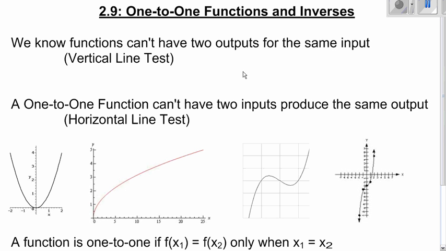Section 2.9, one-to-one functions and inverses. We've already learned that functions can't have two outputs for the same input. That would be like the vertical line test. But a one-to-one function is a special function that can't have two inputs produce the same output. So that would be like a horizontal line test.